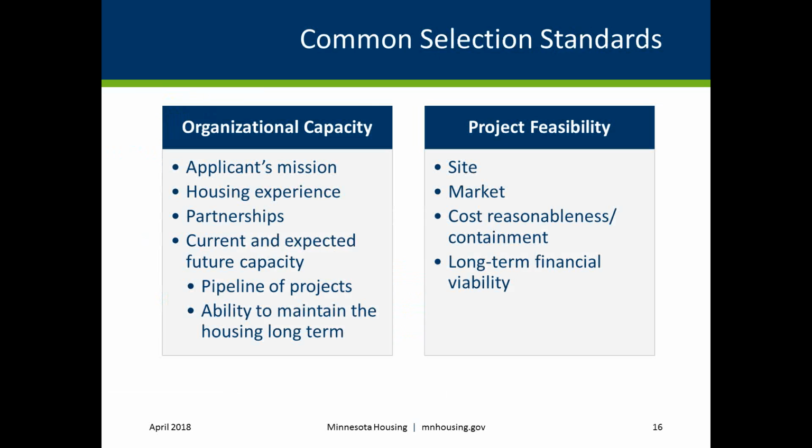Consideration will be given to the applicant's mission, related housing experience, whether the applicant has successfully completed similar projects or is partnering with other organizations that have, and whether the applicant has strong current and expected capacity to complete and maintain the proposed housing, as well as other proposals being developed by the organization. In terms of project feasibility, the following will be evaluated: the nature of the proposed site, whether the proposed housing is needed in the intended market, whether costs of developing the housing are reasonable, whether the housing is economically viable, and for permanent supportive housing, whether the applicant has secured ongoing funding for support services.